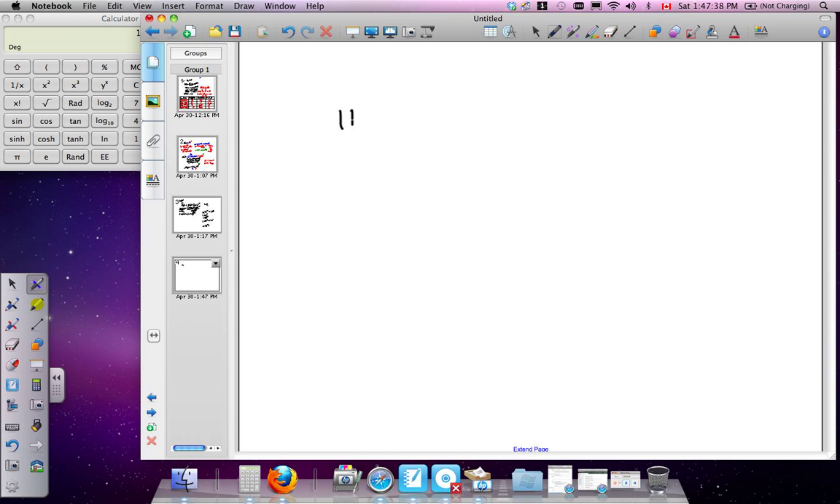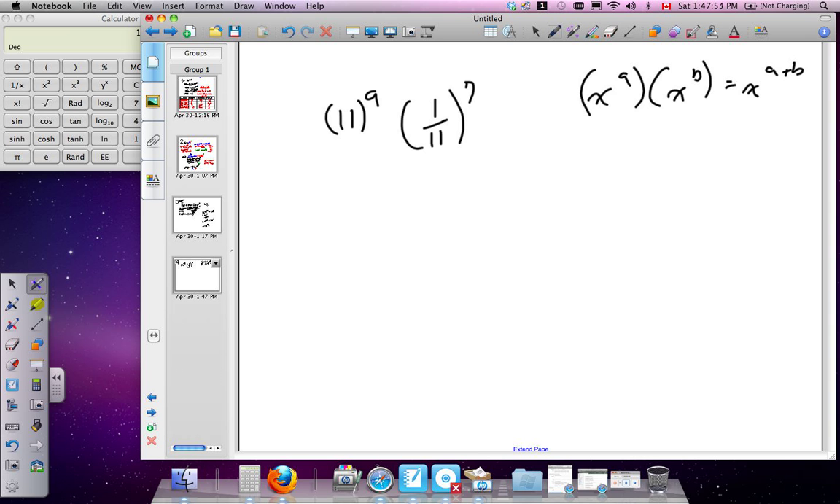Question says 11 to the power of 9, and then 1 over 11 to the power of 7, right? Now the rule works, you have x to the power of a times x to the power of b. You just add them, right? But the bases have to be the same. Well, on this one, our bases are different.